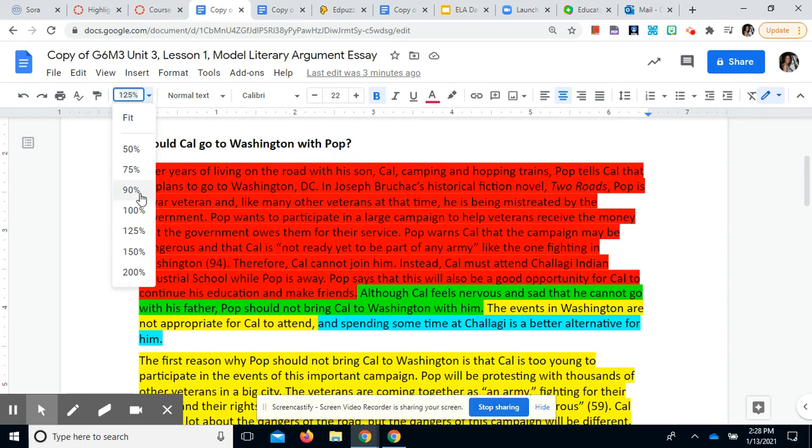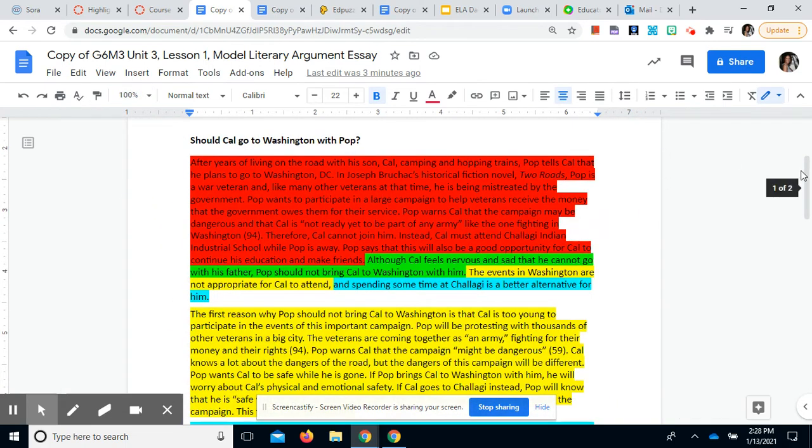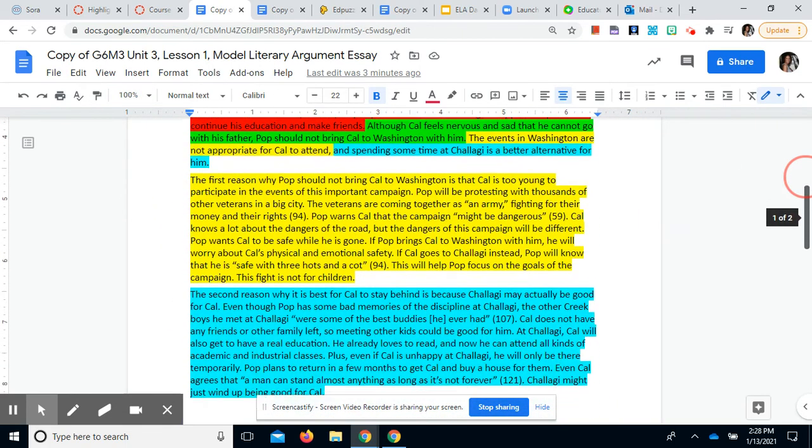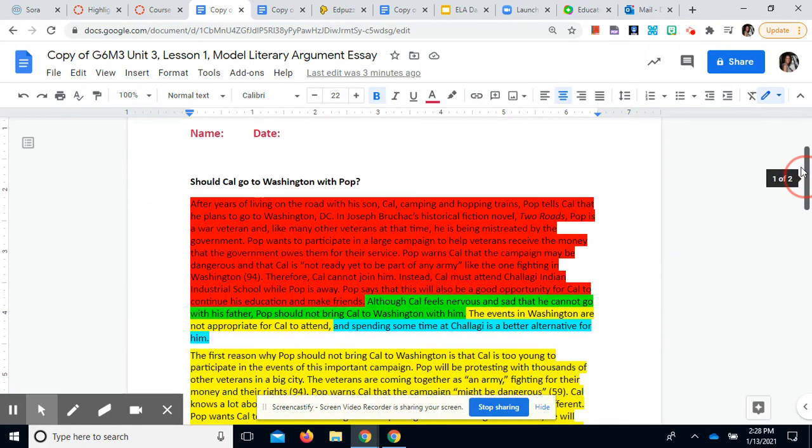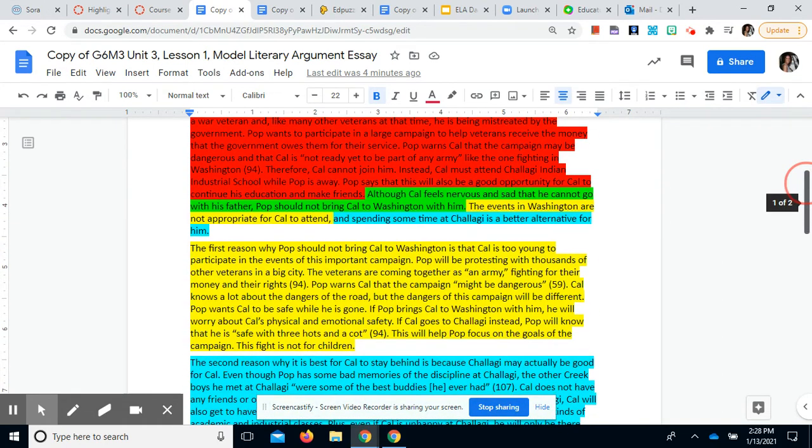The first paragraph is the introduction. Then we have proof paragraph 1, proof paragraph 2, and the conclusion. So the first paragraph is the only one that is all colors. We have the introduction in red. We have our focus statement in green: "Although Cal feels nervous and sad that he cannot go with his father, Pop should not bring Cal to Washington with him." And then we have the 2 reasons in that final sentence. The first reason is in yellow. The second reason is in blue.